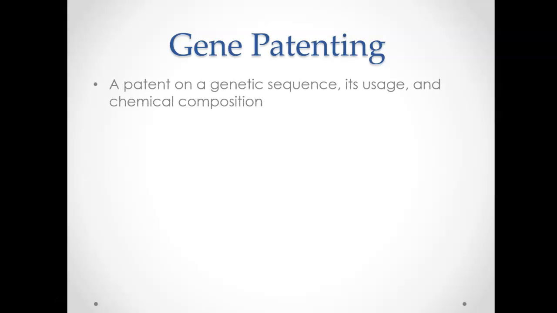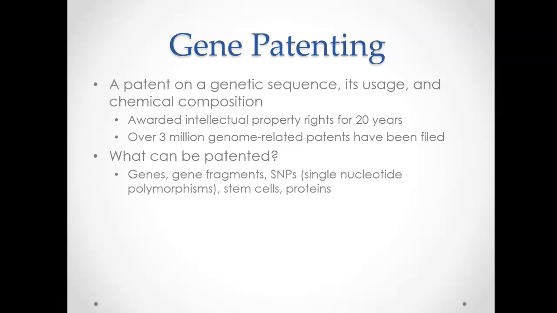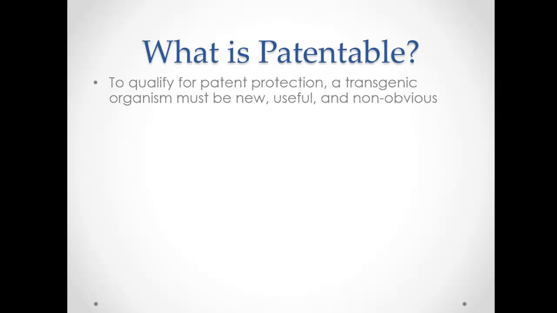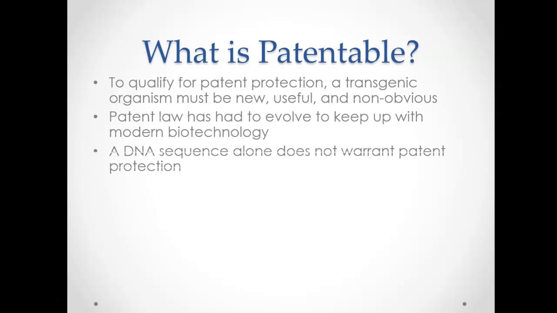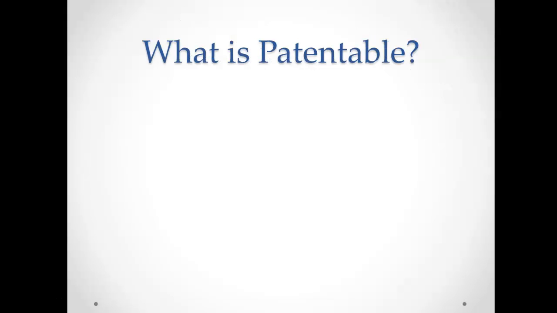Last but not least, gene patenting. You can put a patent on a genetic sequence, its usage, or its chemical composition. There's been about 3 million genome-related patents filed. You can patent fragments, you can patent stem cells, you can patent proteins, as long as it's new, useful, and not obvious. So you can't just patent any old DNA sequence. You have to use it for a diagnostic test or a drug or something new and improved.